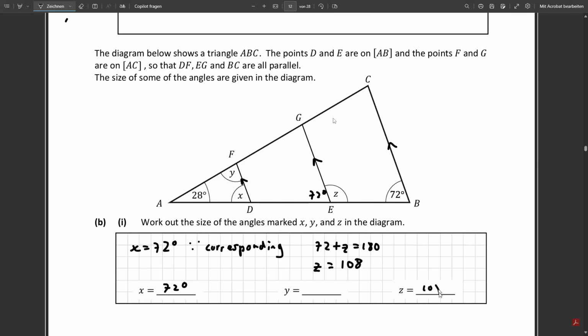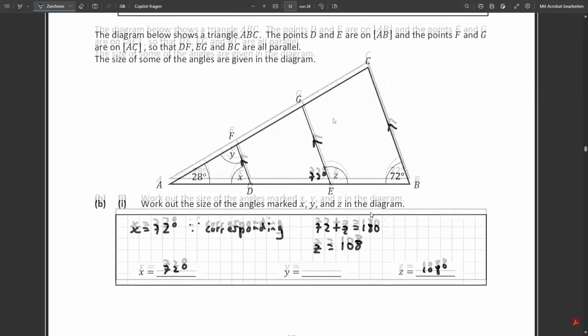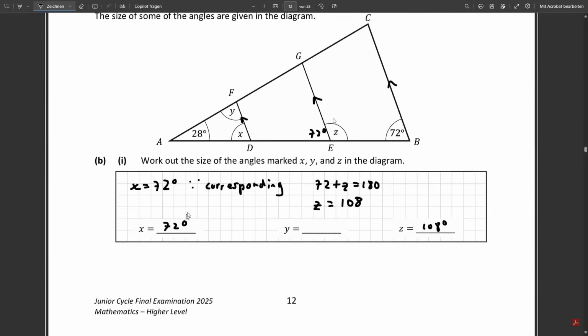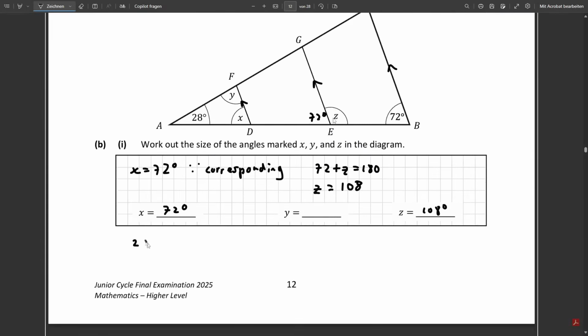108 degrees. And then finally, Y, well, we know the angles in a triangle add up to 180. So they don't give you very much space for this. But anyways, you can say that 28 plus x, which is 72, plus y is equal to 180, and then when you do this it will give you 100. So that means that y is equal to 80 degrees. Bring it to the other side, you get 180 minus 100, and you get 80 degrees.